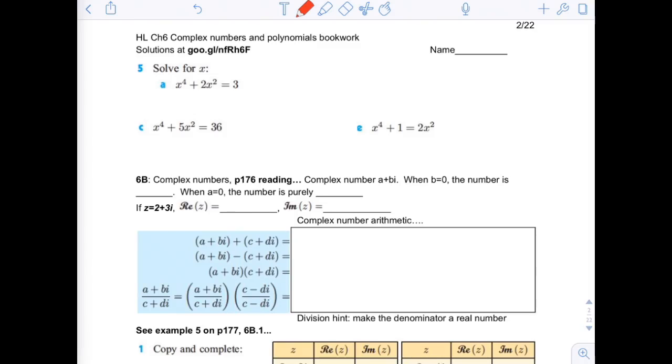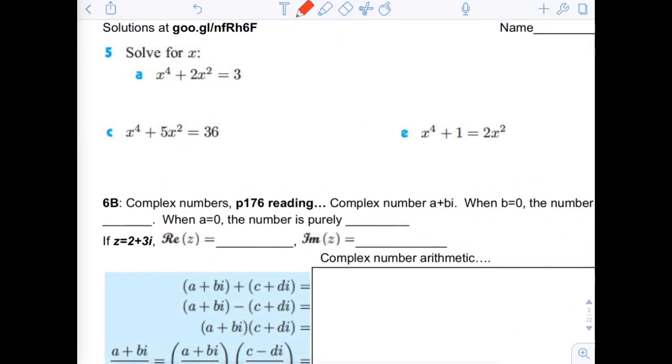Page 2 of HL, complex numbers and polynomials. Number 5, solve for x. So this is one more problem continuing from last page. First thing we want to do is put everything on the left side and leave 0 on the right side. So that'll be x to the fourth plus 2x squared minus 3 equals 0.